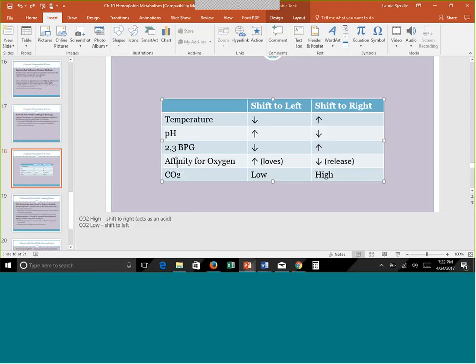So again, temperature, the higher the body temp, the more it's going to break the bond. pH, the more acidic it gets, the more it breaks that bond. CO2, again, the more CO2 you have, you want more oxygen out there, so that'll break the bond. And 2,3 BPG, the more of that you have, the more it helps the oxygen get released.